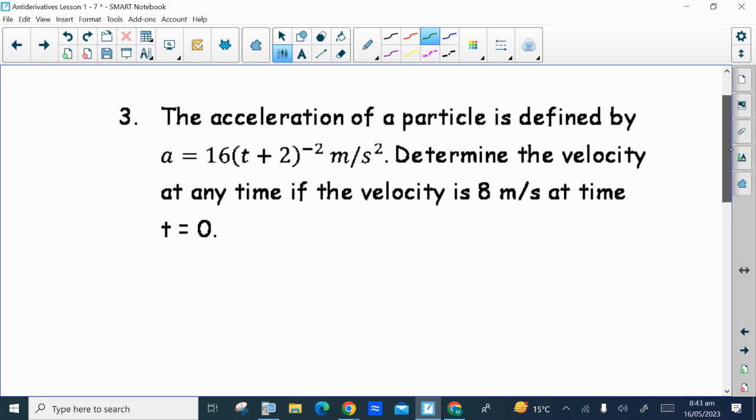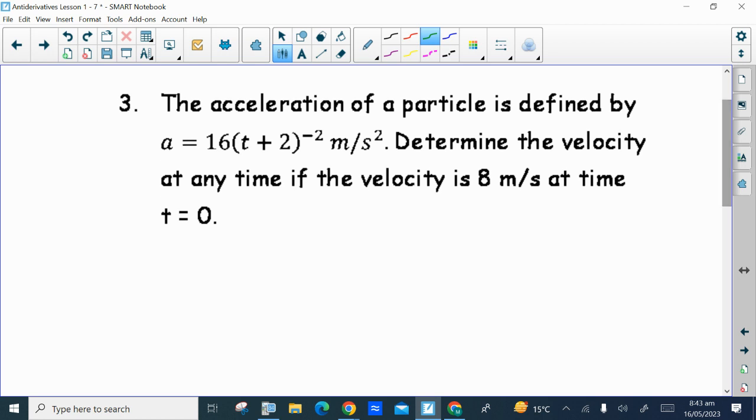Acceleration of a particle is defined by a equals 16 times (t plus 2) to the negative 2 meters per second squared. Determine the velocity at any time if the velocity is 8 meters per second at time 0. Well, again, acceleration is the rate of change of velocity with respect to time. We learned that before. So a, which is the same as dv by dt, would equal 16 times (t plus 2) to the negative 2.